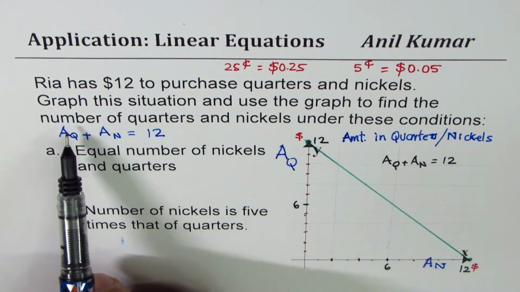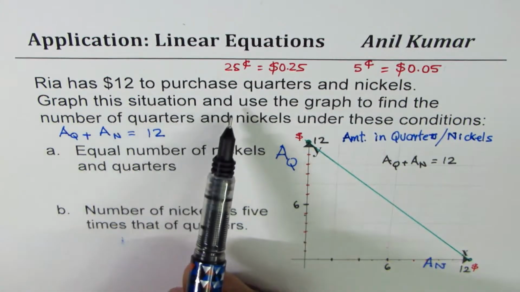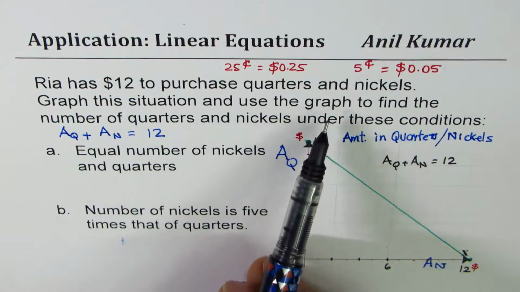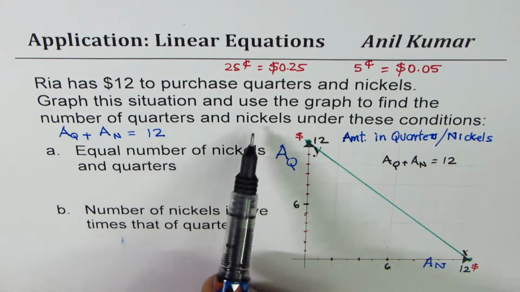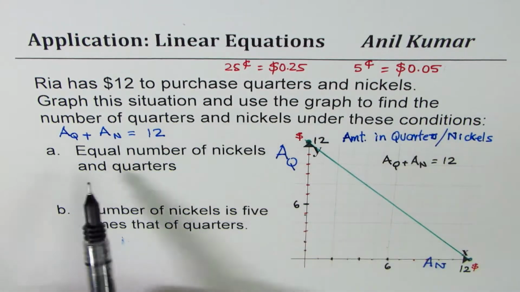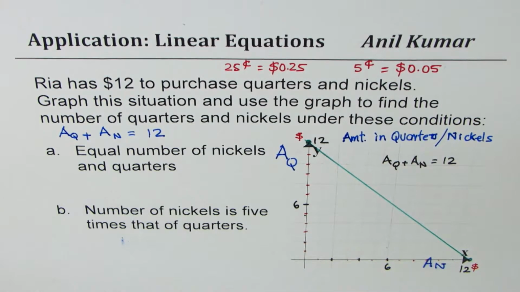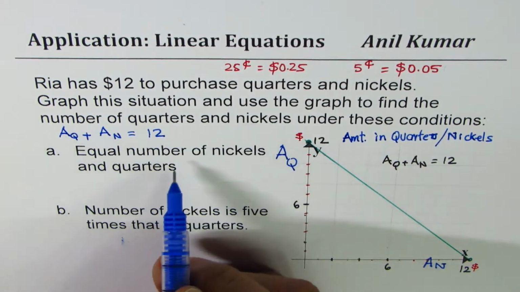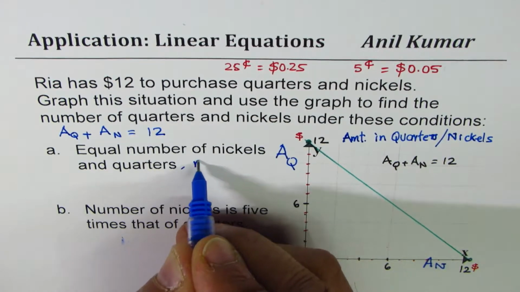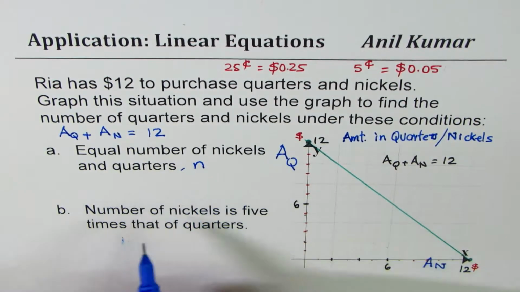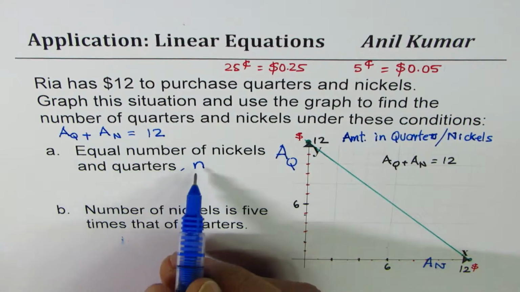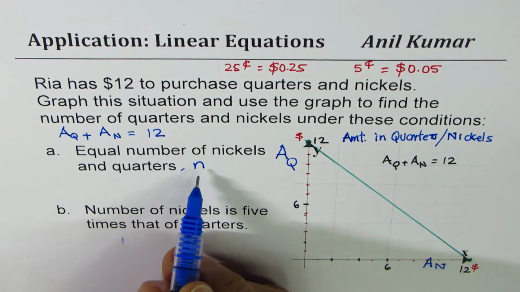Now, the second part is graph this situation and use graph to find the number of quarters and nickels under these conditions. And what are the conditions? Equal number of nickels and quarters. That means what? That really means that if n is the number of nickels and quarters, we have the same number of nickels and quarters. So how is the amount going to get affected?